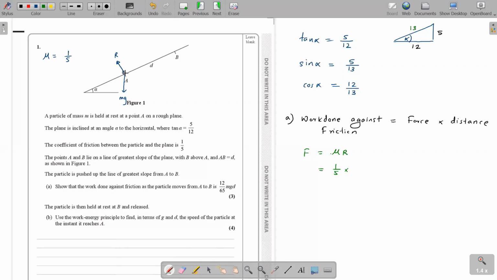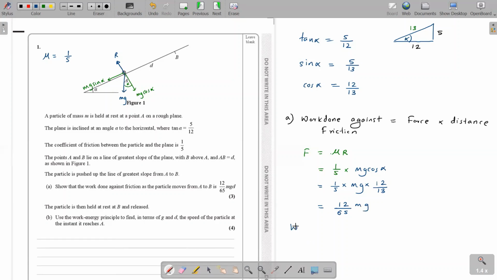The component of mg, right? Which is mg cos alpha, because this is the angle alpha. This side we have mg sin alpha. So anyway, R will be equal to mg cos alpha. So I get here 1/5 into mg cos alpha, where cos alpha we found as 12/13. Do you agree? So I get 12/5 times 13, which gives me how much? 65, right? 5 times 13 is 65, so 12/65 mg. Do you agree? So this is my friction force.